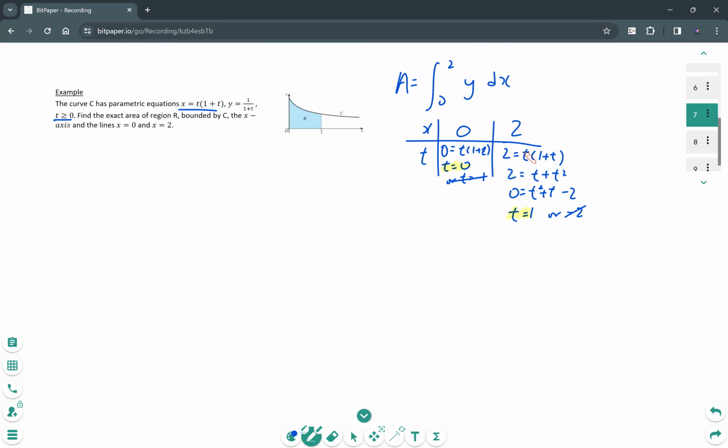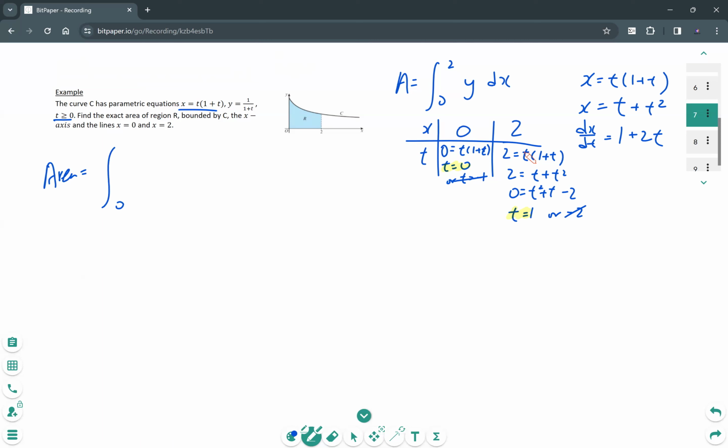What we also need is dx by dt. So x equals t times 1 plus t. To differentiate this, you can use the product rule if you want to go for the extra difficulty. But why don't you just expand the bracket and differentiate: dx by dt is 1 plus 2t. Okay, so then the area now becomes equal to, use the formula.